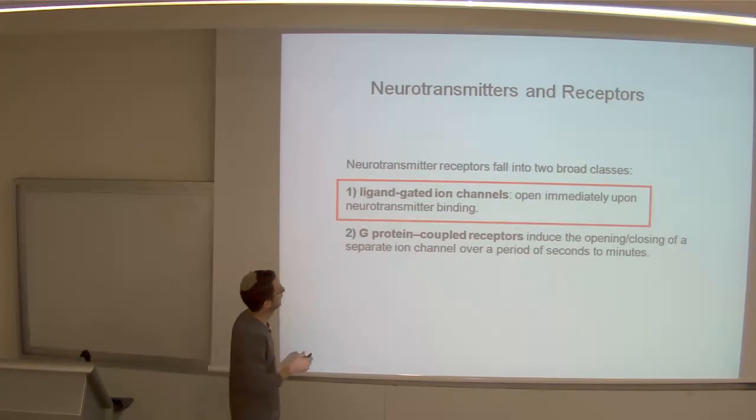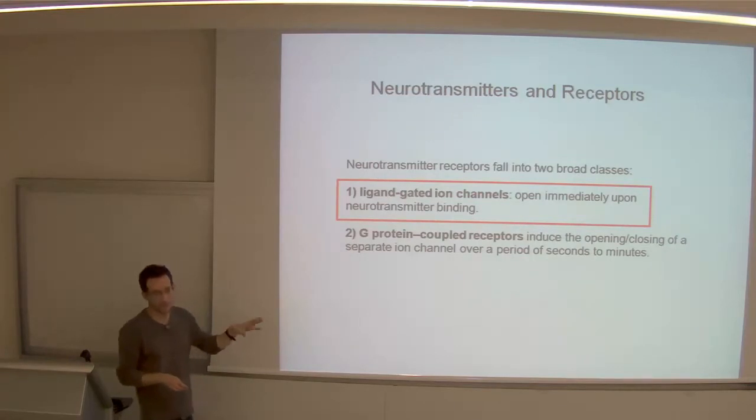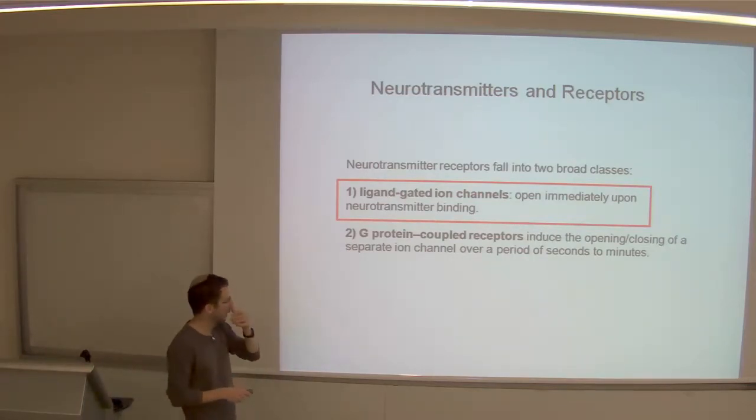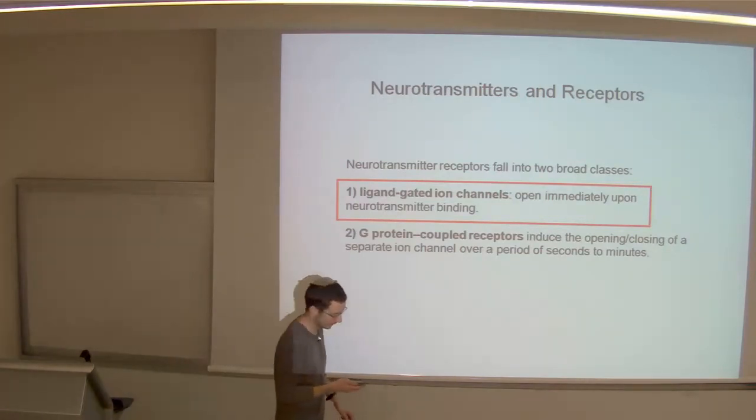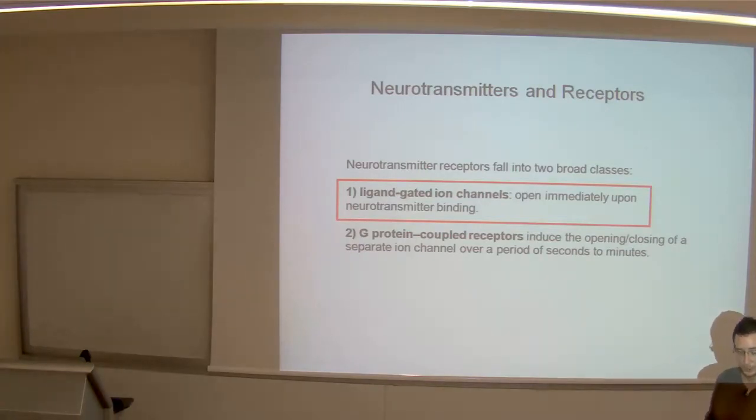And the second class is what we call G protein coupled receptors, and a whole chapter will be dedicated to this class of proteins, which induce opening and closure of a separate ion channel. This is also a class of proteins that have much slower kinetics, and we will see why when we get to it. But today let's focus on the first class.